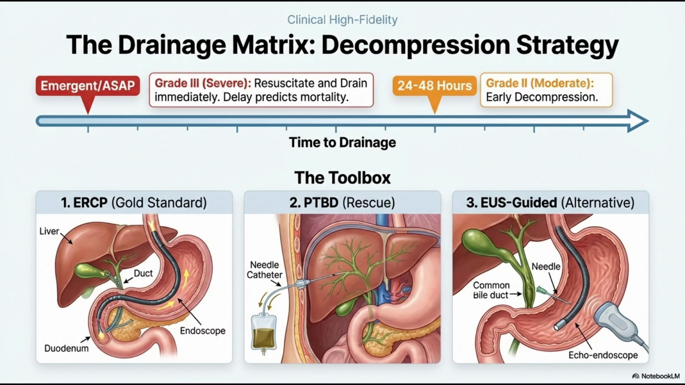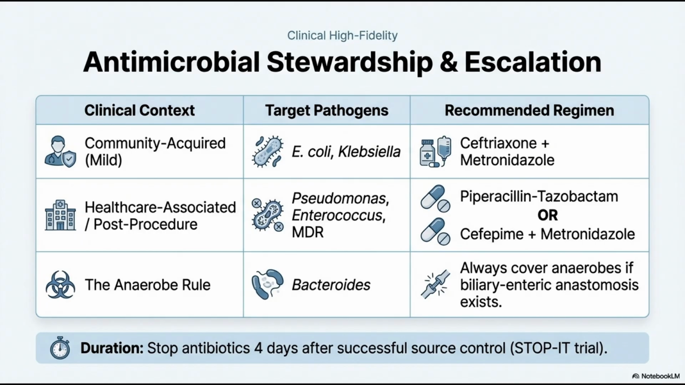What about antibiotic duration for cholangitis? Stop early. Once you have source control, once that bile is flowing, the guidelines say 4 to 7 days is plenty. And emerging data suggests even 3 days might be enough if the patient is clinically well. Because the drainage does the heavy lifting. The drainage does 95% of the work.